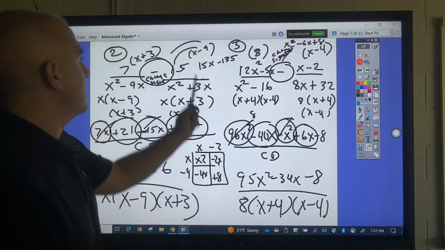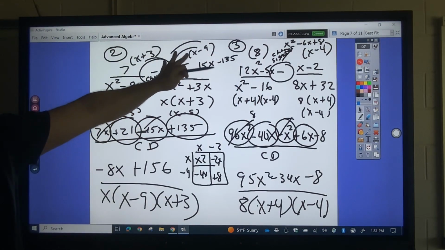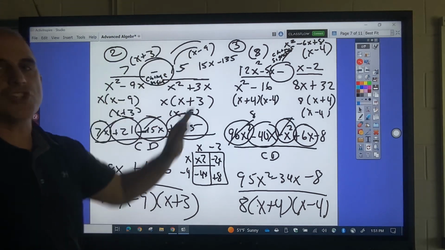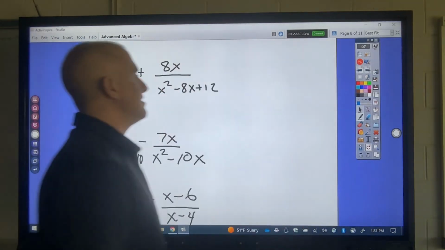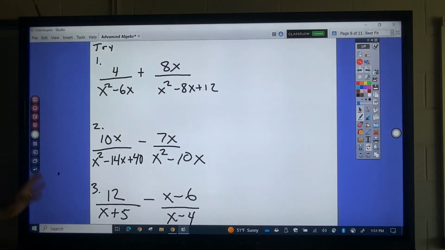Okay? So the big thing is multiply. If it's minus, just change the signs. That will keep everything much more organized and neat for you. Go ahead and try these.